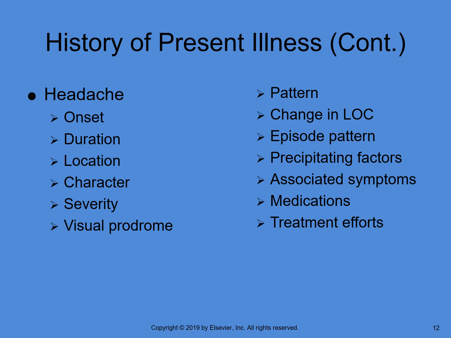The history of the present illness continues with the onset, duration, location, character, severity, visual prodrome, pattern, change in level of consciousness, episode pattern, precipitating factors, associated symptoms, medications, and treatment efforts. So, were any of these things related to the head injury?